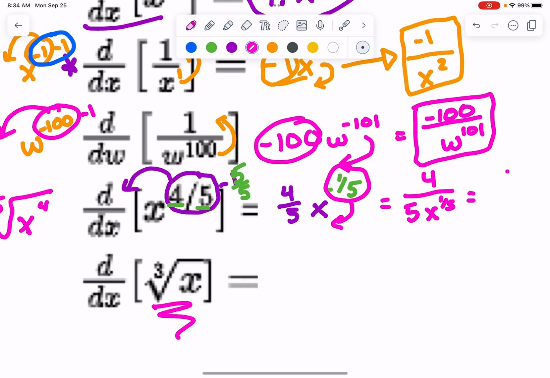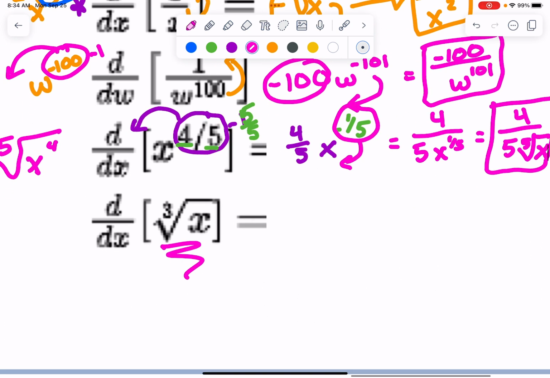And then if you want to, you can make the 5th root of x. Okay, so 4/5 and then the 5th root of x on the bottom. That's a 5, by the way. So there you go. That's the derivative of x to the 4/5 power. Okay? All right, here we go.